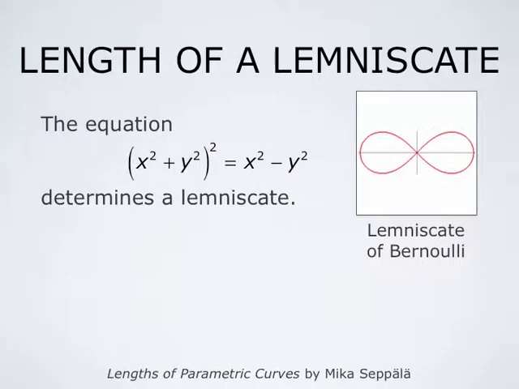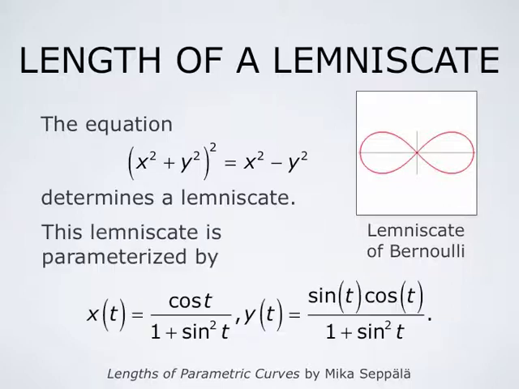The equation x squared plus y squared, and that sum squared, equals x squared minus y squared, is an example of a lemniscate. These are named after the Swiss mathematician Bernoulli, so this is called a lemniscate of Bernoulli. This lemniscate is parameterized by the functions x of t equals cosine of t divided by 1 plus sine squared of t, and y of t equals sine of t times cosine of t, all divided by 1 plus sine squared of t, and the t interval is from 0 to 2 pi.